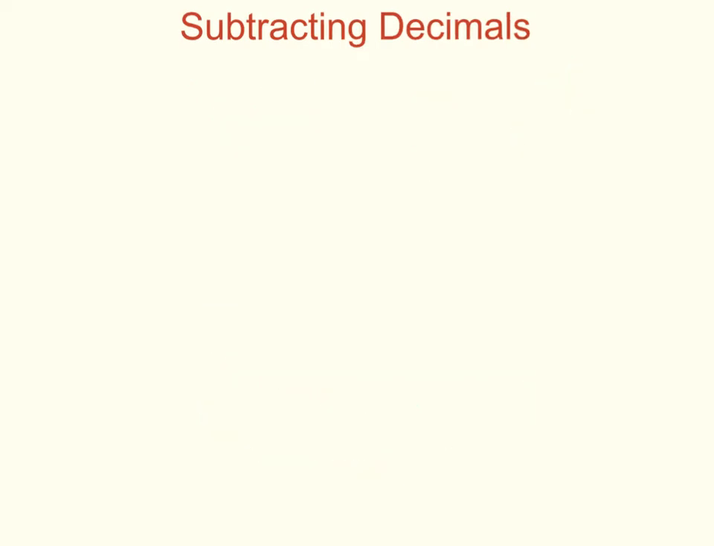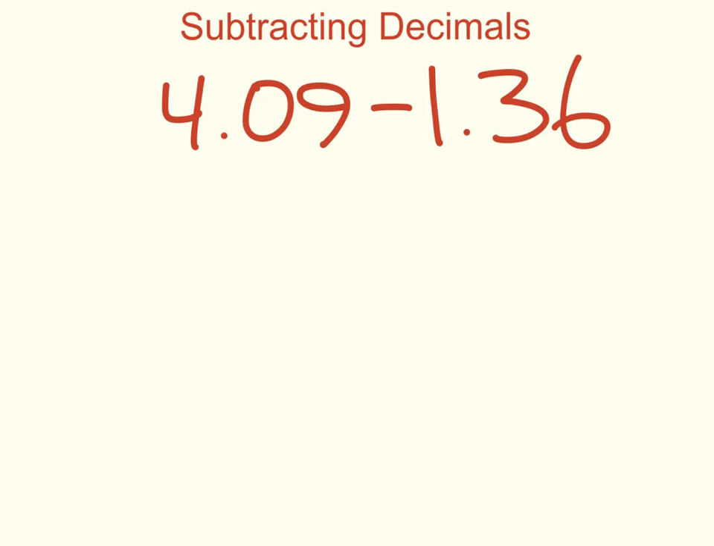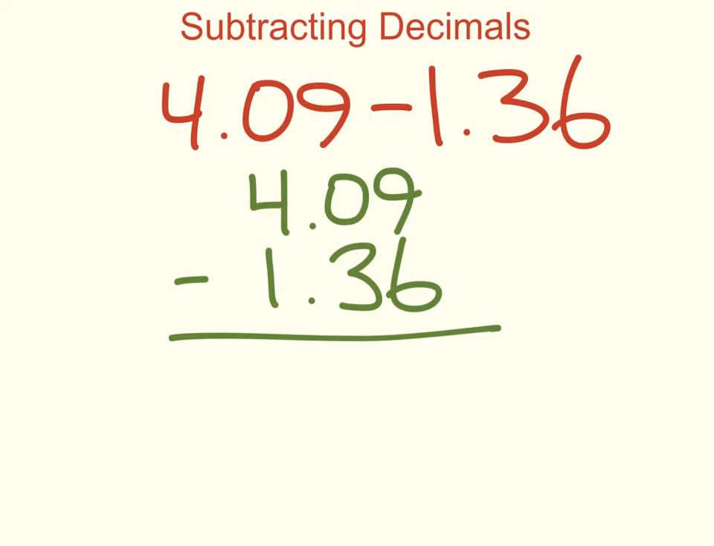Let's do another example together. 4 decimal 09 minus 1 decimal 36. Alright, I'm going to start by writing it vertically. And I'm going to make sure to line up my decimals. Excellent. Now I'm ready to go.